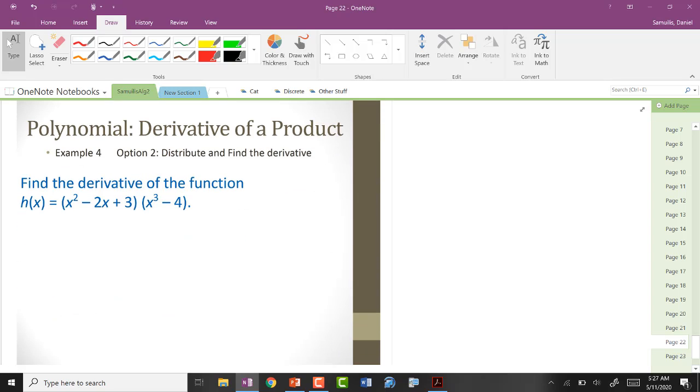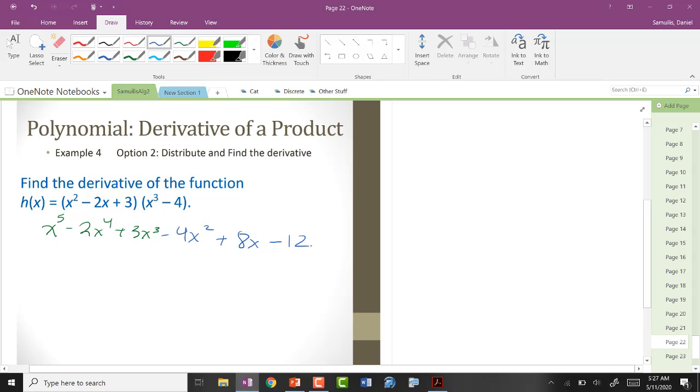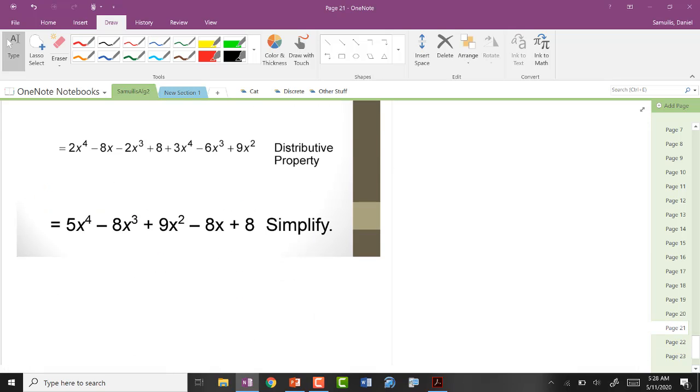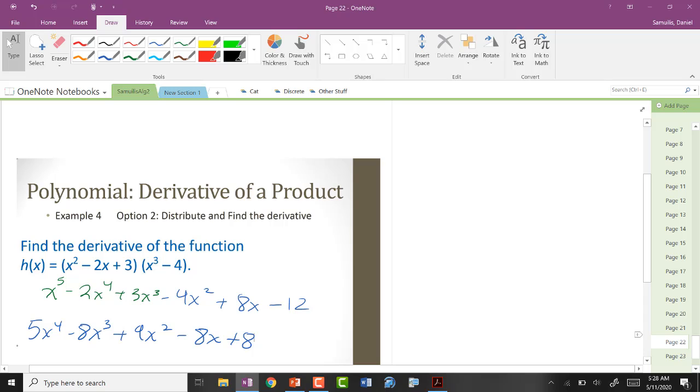But it's just as easy to go ahead and distribute, first of all. So I have x to the fifth minus 2x to the fourth plus 3x to the third minus 4x squared plus 8x minus 12. So there's nothing really to combine. Then I find the derivative. So I end up with 5x to the fourth minus 8x to the third plus 9x squared minus 8x plus 8. Is that the same answer we got before? Yes, it is. So we get the same answer. It's a lot faster actually to do it that way.